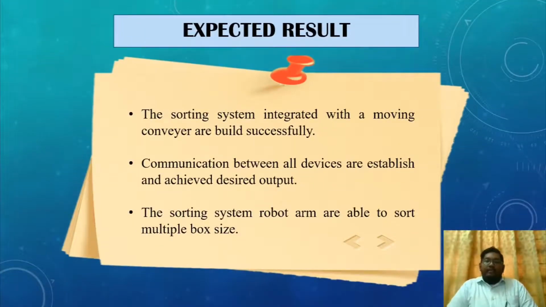These are the expected results from this project. The sorting system integrated with a moving conveyor is built successfully. Next, communication between all devices is established and achieves the desired output. Then, the sorting system robot arm is able to sort multiple box sizes, and more research and development will be required to achieve the expected result.